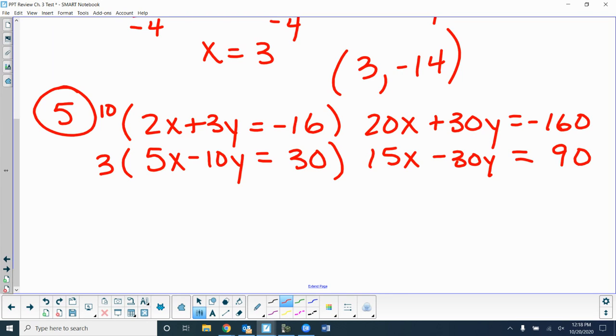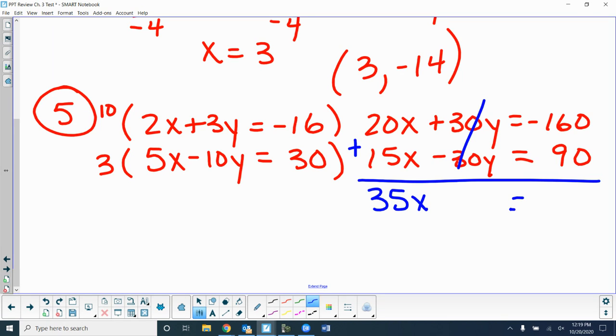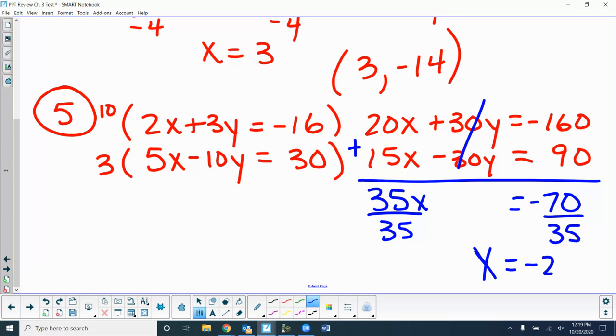All right, I'm looking at the 30s. One's positive, one's negative. So signs are different. What are we supposed to do? Add them this time. Okay, so understand when it's addition and when it's subtraction. All right, so we got 35x when I add those. Those eliminate, and -160 plus 90 is -70. And 35 goes into 70 2 times. So we get that x is -2.